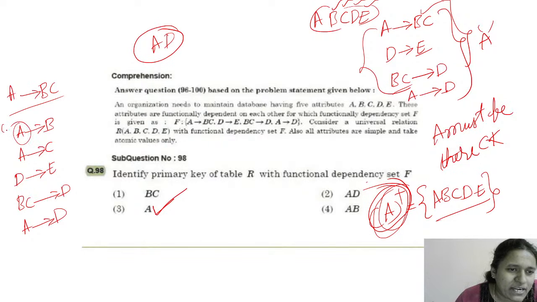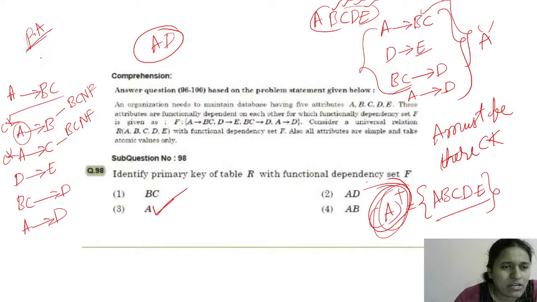A to D is the other functional dependency. Here the left hand side is a candidate key. That means it is in BCNF. It is also a candidate key, so it is in BCNF. But here see, what are the prime attributes of this relation? Only A, right? And non-prime attributes?